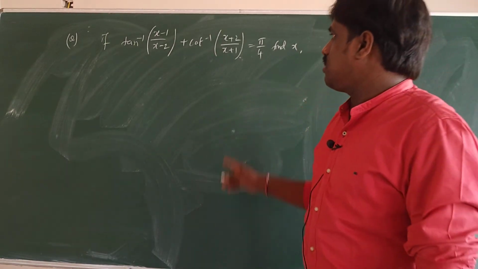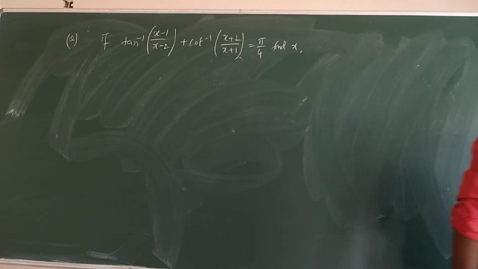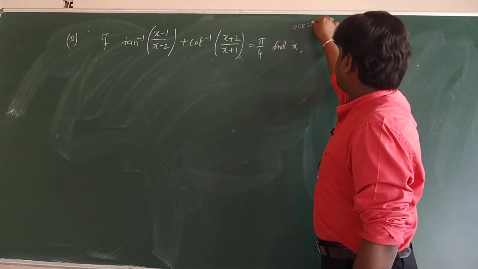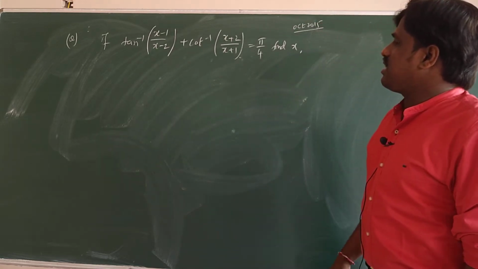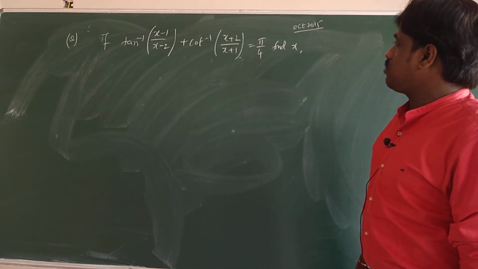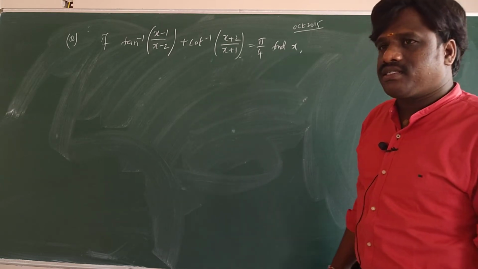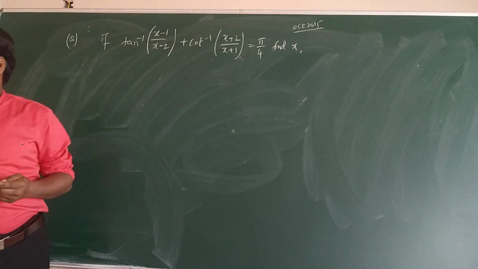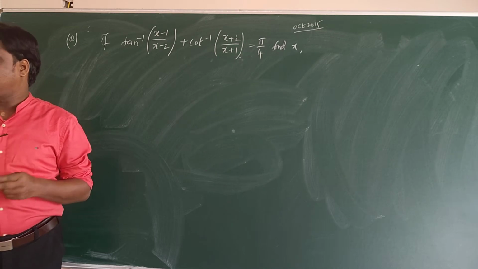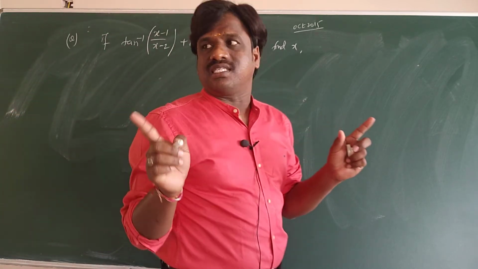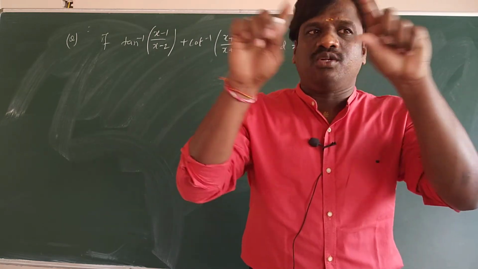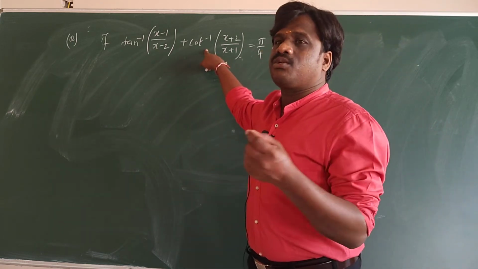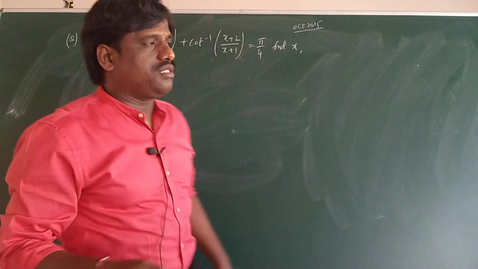Now we have to find this value of x, which was asked in October 2015. Tan inverse of x minus 1 by x minus 2 plus cot inverse of x plus 2 upon x plus 1 equals pi by 4. Find x. So what is the rule? Simple one. Whenever you have something like this, I told you the tan inverse x plus tan inverse y formula. That is the reason in the beginning lecture I explained the formulas. According to formulas only you have to solve everything. So you have to change cot into tan, then your work is done.